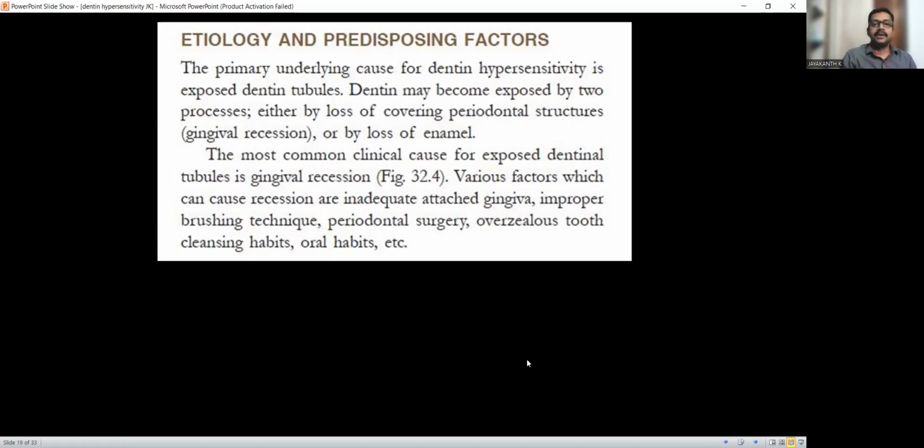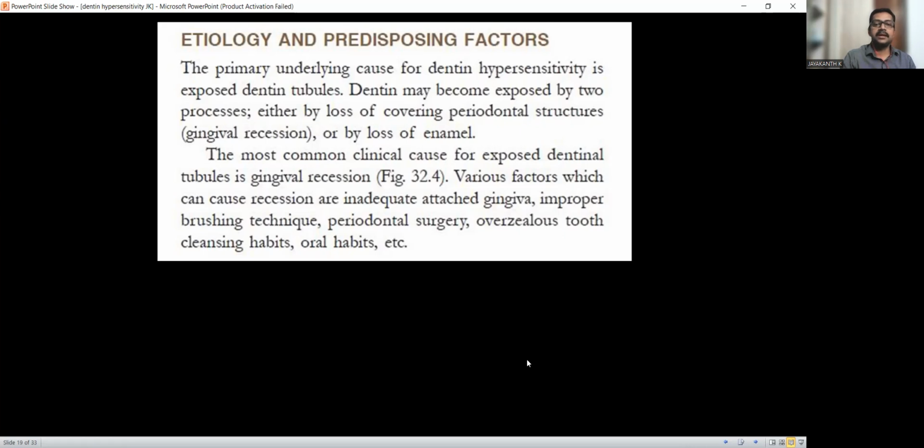The primary underlying cause for dentin hypersensitivity is exposed dentinal tubules. Dentin may become exposed by two processes: either by loss of covering periodontal structures, as in gingival recession, or by loss of enamel. So it's very common that whenever there is a loss of enamel, the underlying dentin is exposed, or due to gingival recession, when the root surfaces are exposed, the outer portion of the root is made of dentin, so dentin is exposed. The most common clinical cause for exposed dentinal tubules is gingival recession.